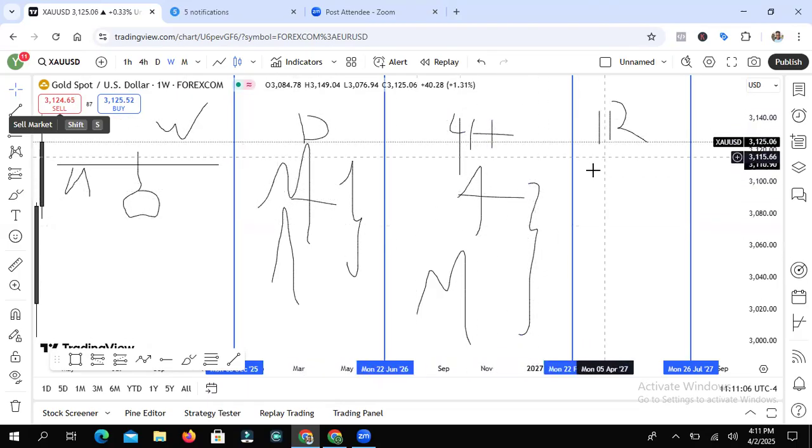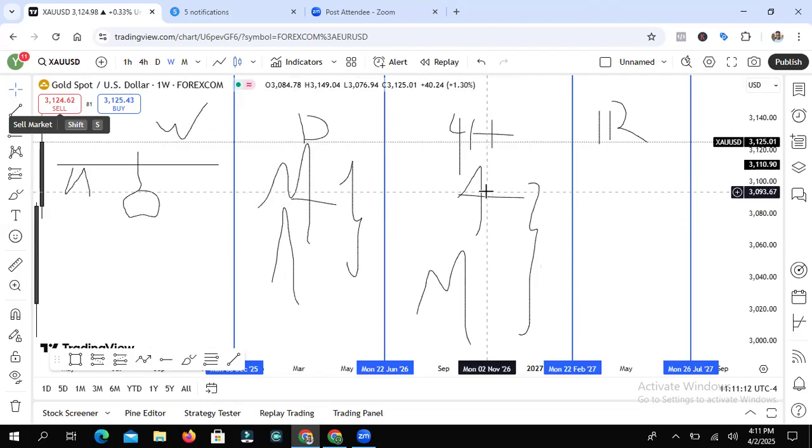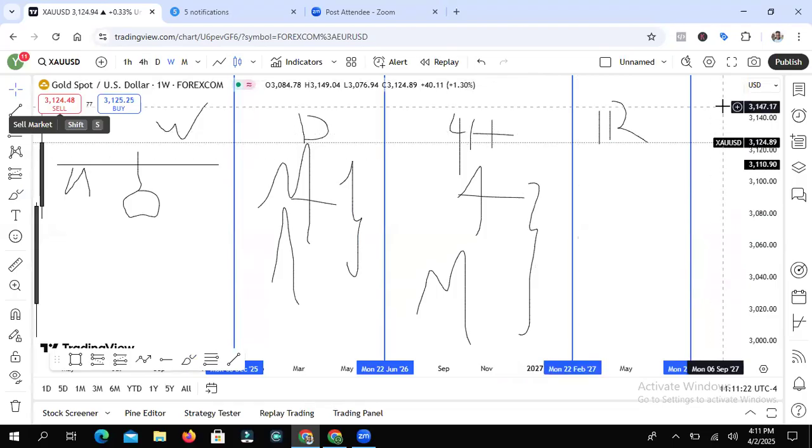You want to look for selling opportunities on 4 hour and 1 hour, right? On the 4 hour, once you see a liquidity sweep and break of structure, you want to see the most recent breakout. Your most recent breakout will be on the 4 hour, and then you want to look for selling opportunities on 4 hour or 1 hour.